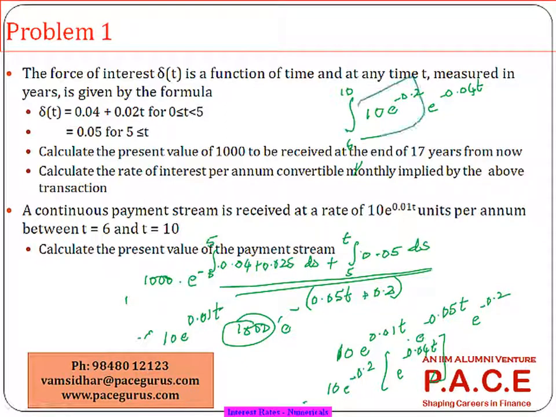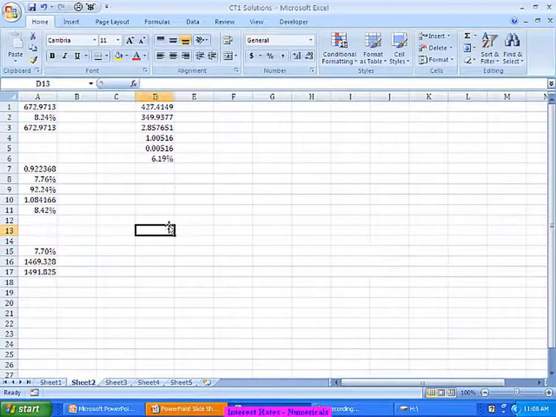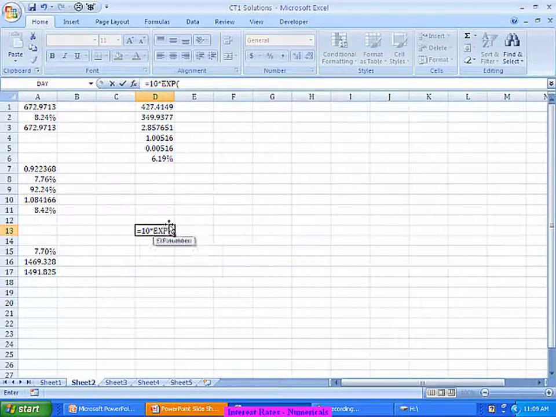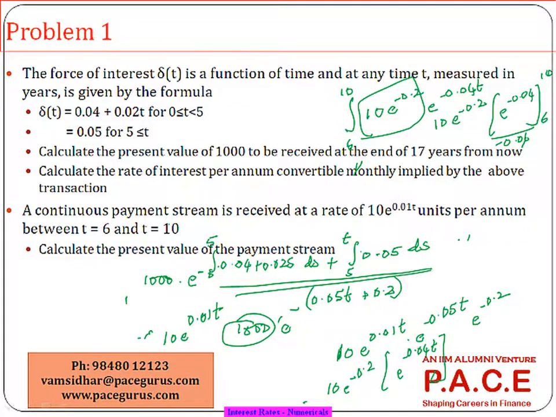Now this part is a constant, so I'll take it out: 10 into e power minus 0.2, whereas the integration for this is nothing but e to the power of minus 0.04t divided by minus 0.04, integrated between 6 and 10. So the constant part works out to 10 into e to the power of minus 0.2 divided by minus 0.04. Let me do the simplification there. At least that simplification is coming out to minus 204. This number I have to multiply with e power minus 0.04t, substituting the limits.